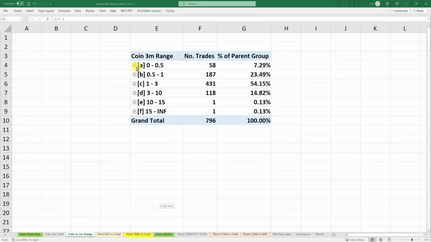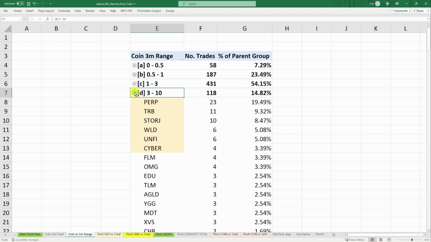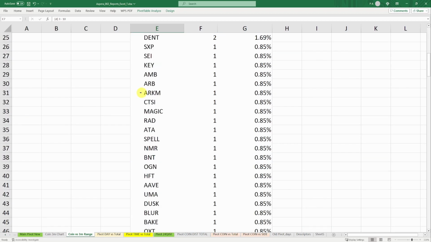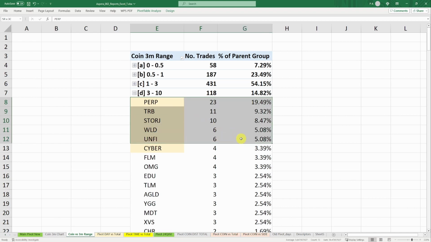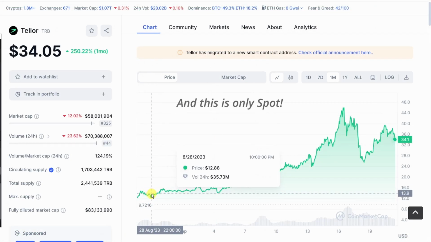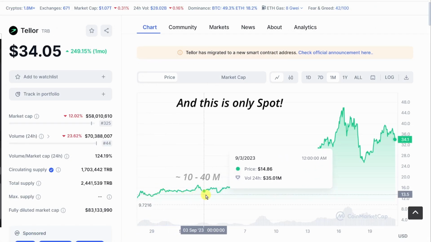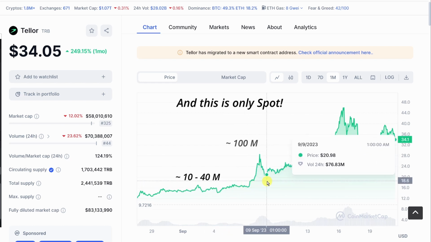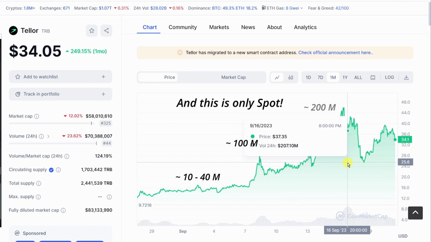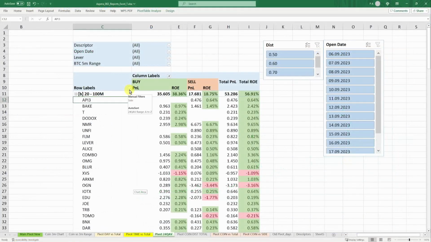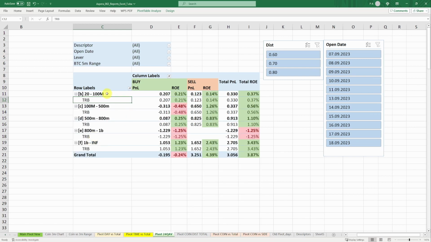It shows what coins were active at which 3-minute delta range. As you can see here, from 3 to 10%, there were about 40 coins. However, half of all the trades happened on 6 of them, with perp being the leader with almost 20% of all trades. A close second and third are TRB and Starge. Weird things were happening to these coins in the given period. Uncharacteristically huge trading volumes. So, I made a pivot table with a breakdown per 24-hour volume. As you can see, TRB here was trading anywhere from under 100 million to over 1 billion a day.